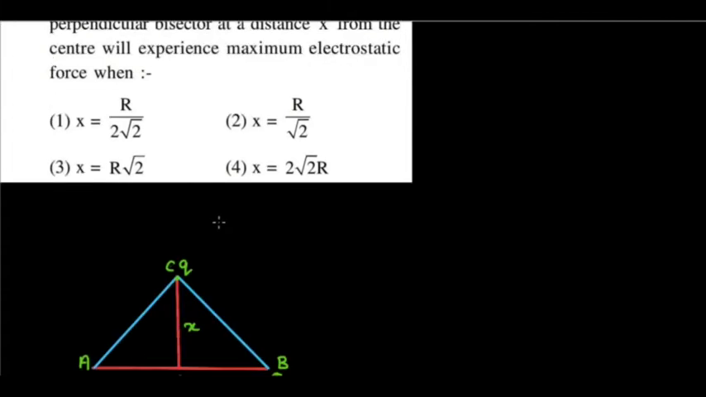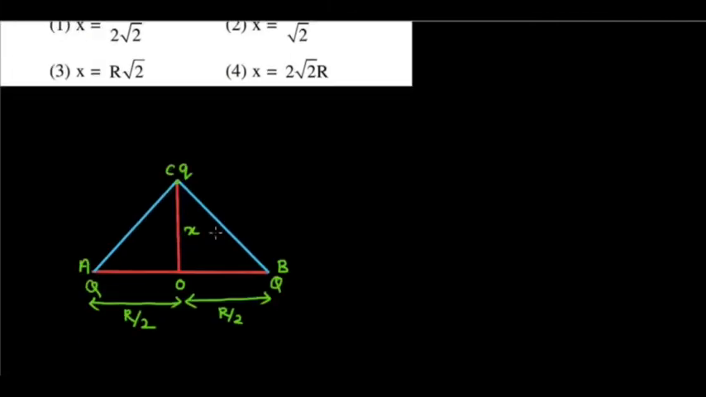So I have drawn a diagram based on the question. Look at the diagram here. We have two equal point charges Q and Q, situated at point A and point B. The distance between these two points is capital R. O is the center of this line AB. So AO distance is R by 2 and OB distance is also R by 2.